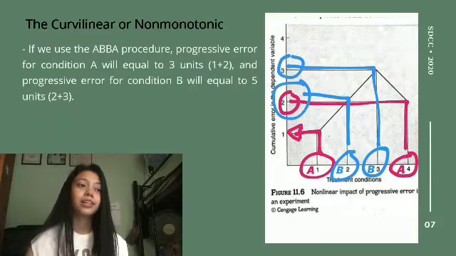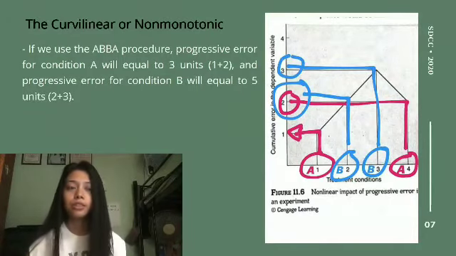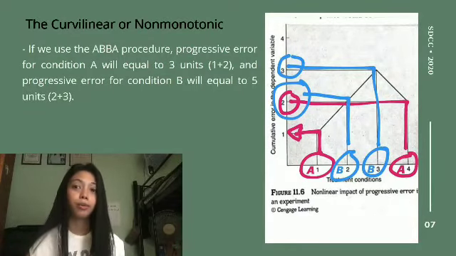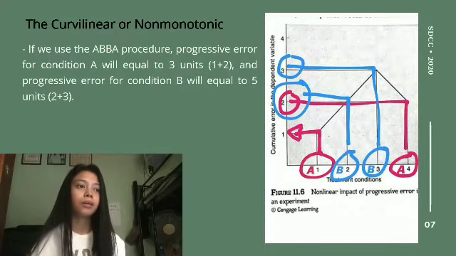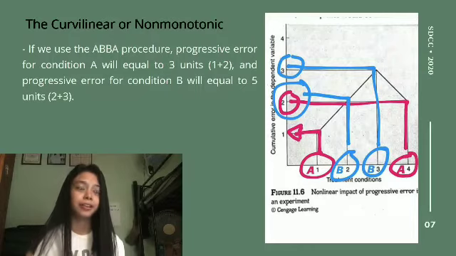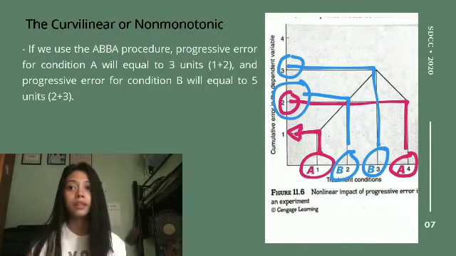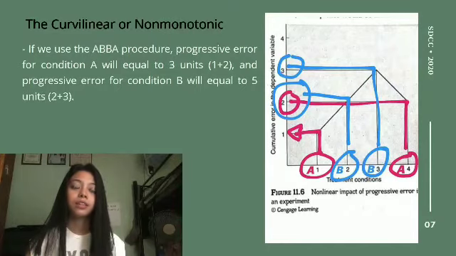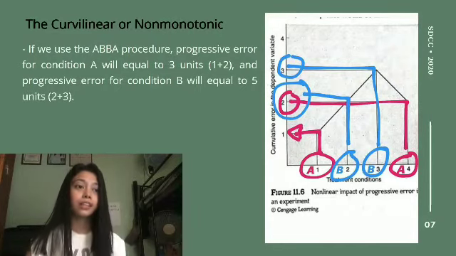You will notice that in curvilinear, the result is not equal. A while ago, we added the two A's and the two B's. The two A's result in 3, while the two B's result in 5. In curvilinear, even if we reverse it, it will not give an equal result. At least we eliminate the order effect, which is why we use the ABBA procedure.